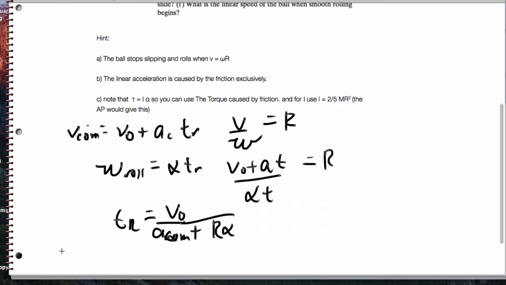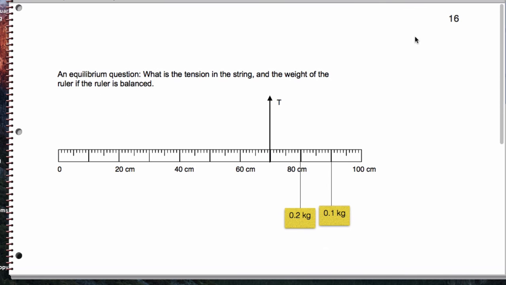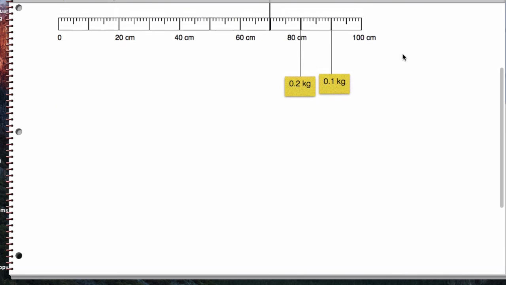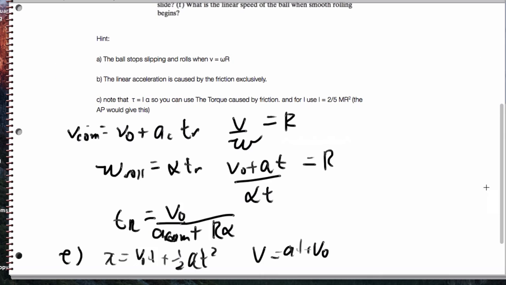Now for E, it's basic kinematics. X is v naught t plus 1/2 a t squared. And you're going to use a center mass, and same with v equals a t plus v naught. So I'll let you figure those two out. So that's it for that part right there. So that is the second problem.